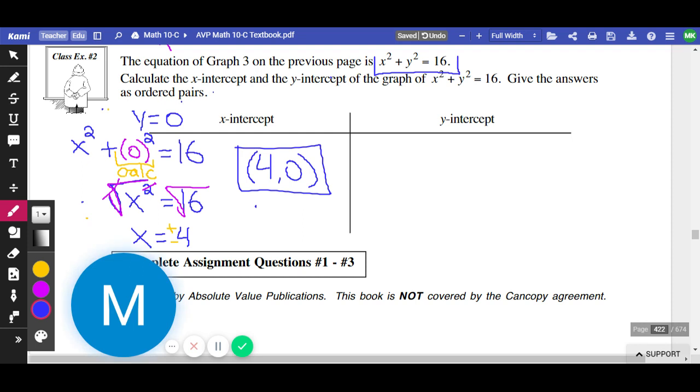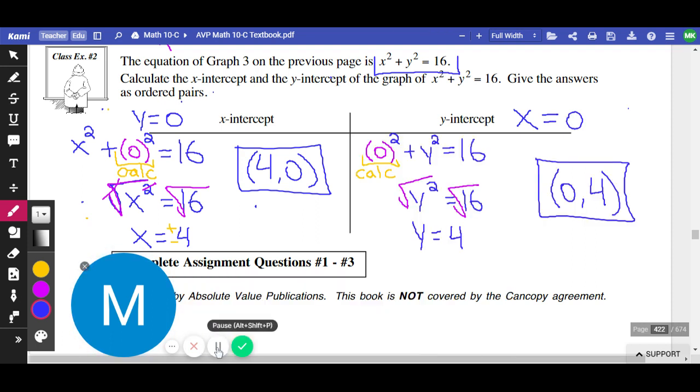Fantastic. I'll give you about a minute to try to find the y-intercept on your own. Remember, the starting point would be all y-intercepts have x values equal to 0. Go ahead and give that a shot.